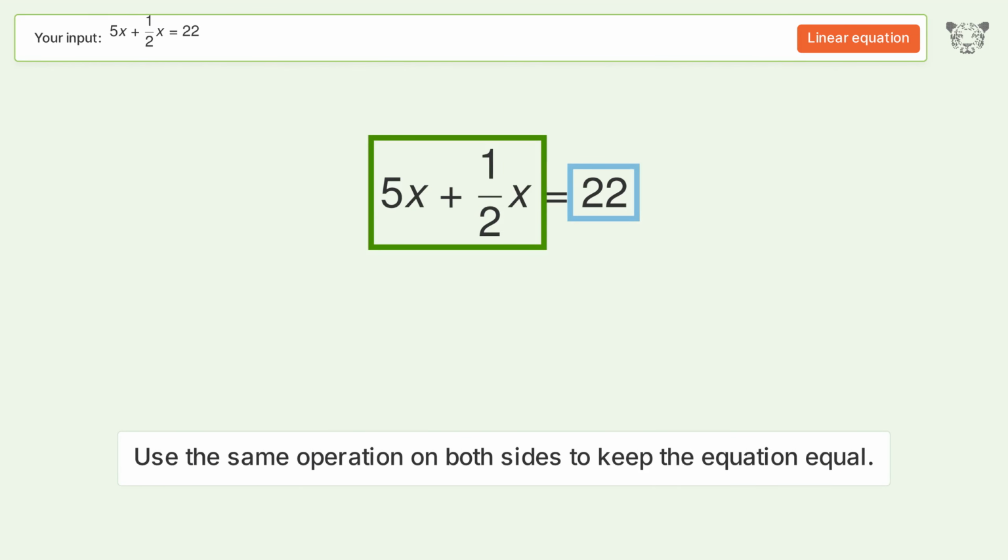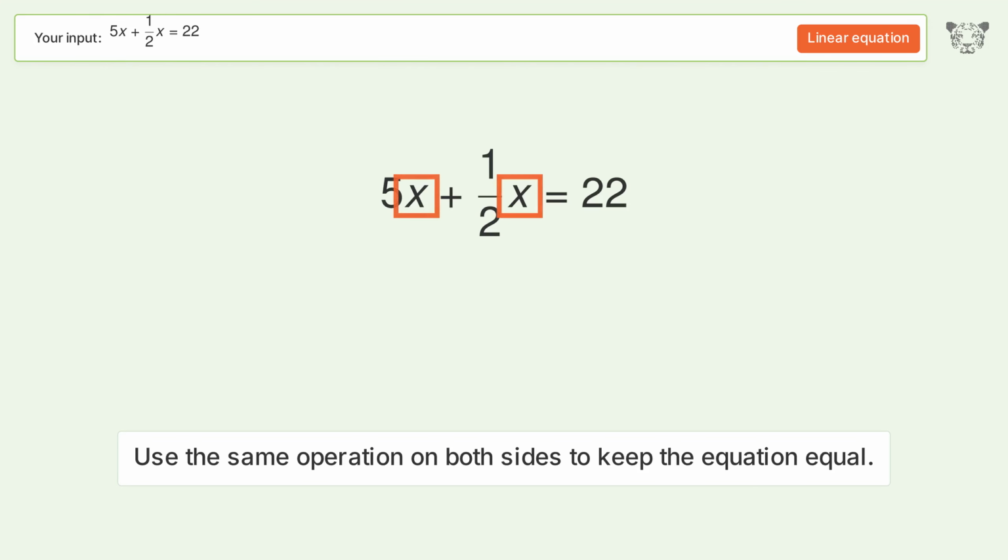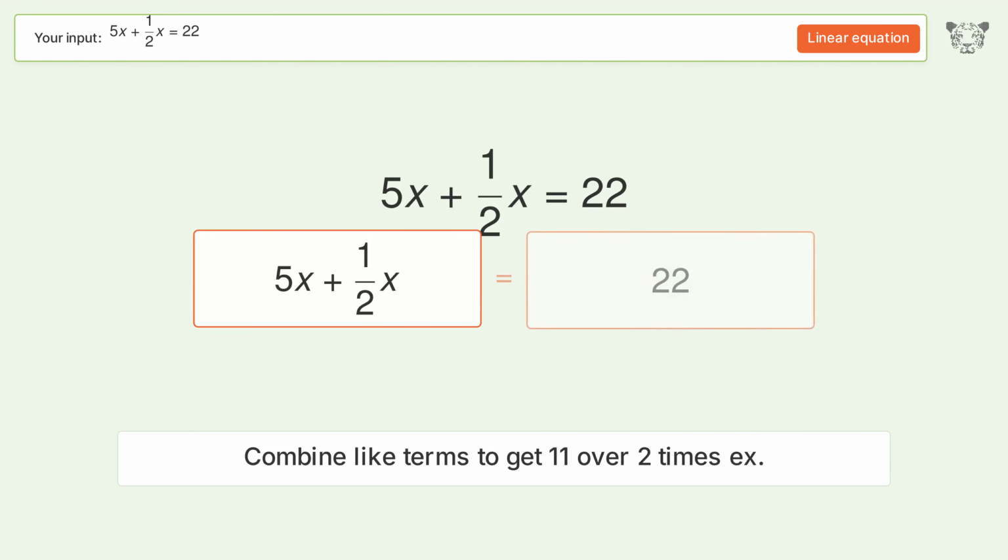First, combine like terms within each side. This simplifies each expression without changing its value. Combine like terms within each side. The variable coefficients on the left combine to give 11 over 2 times x.